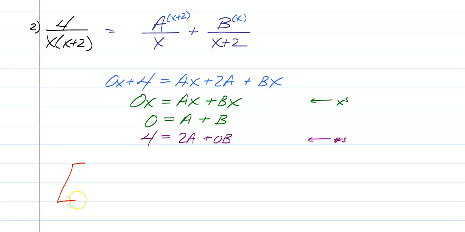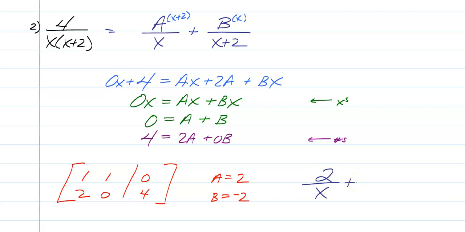And now we're just going to use our graphing calculator. So we've got our matrix, which is going to give us 1, 1, 0, and we're going to have our 2, 0, 4 for our constants. We are going to get a is equal to 2, b is equal to negative 2 once we use our graphing calculator. And then you're just going to write your final answer. So we know a is 2, so we're going to have 2 over x plus negative 2 over x plus 2. Okay, and that's it for partial fraction decomposition.